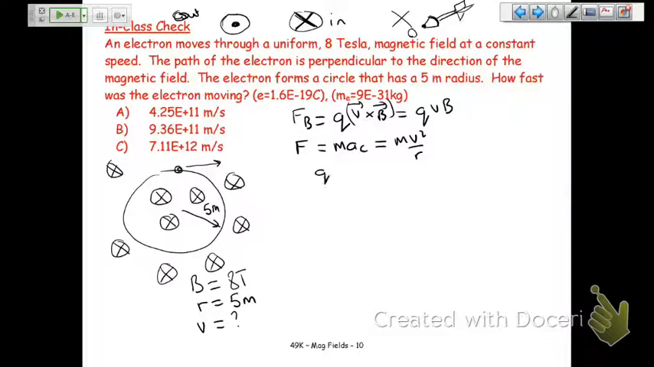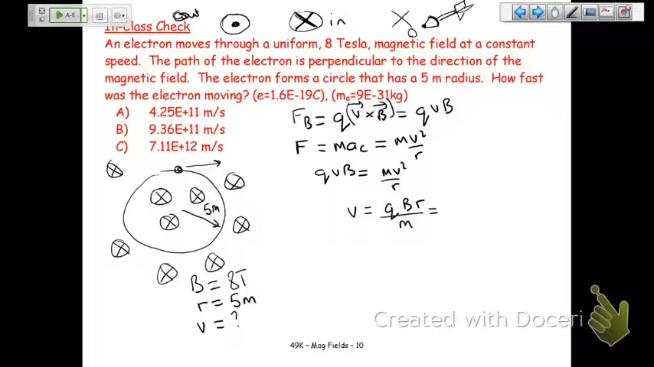And F is equal to M times a centripetal, which equals M times V squared over R. So QVB is equal to MV squared over R. So what do I want to find? V. So V is equal to QBR over M. Took the R across, took the M across, divided by that. Yeah. So this is just sums.